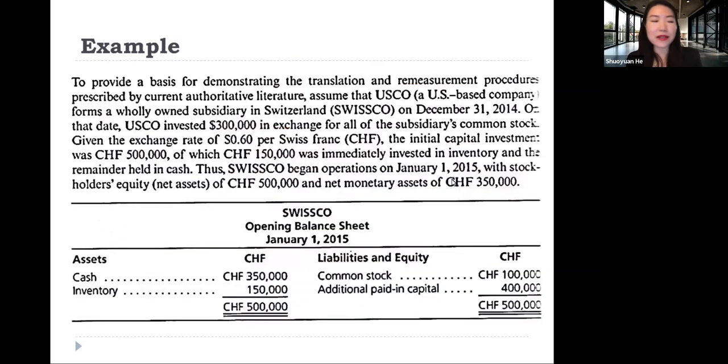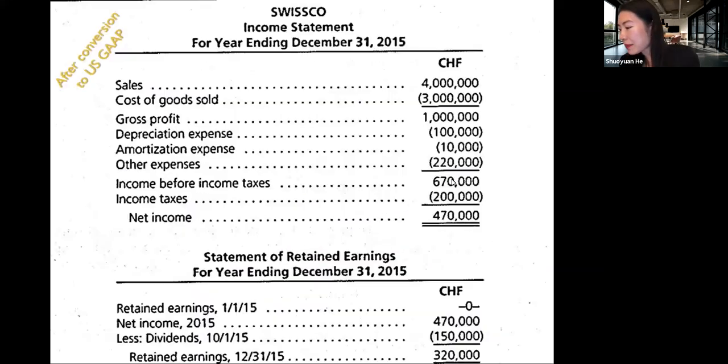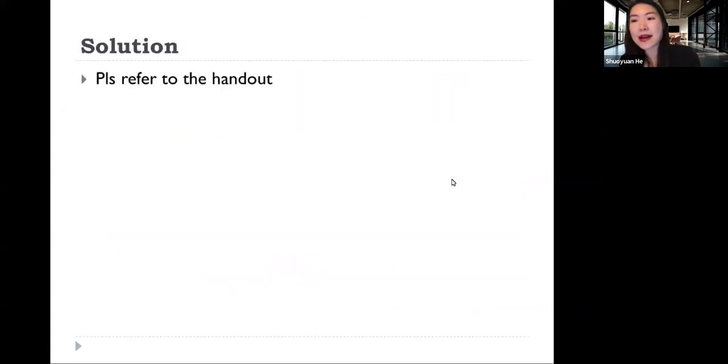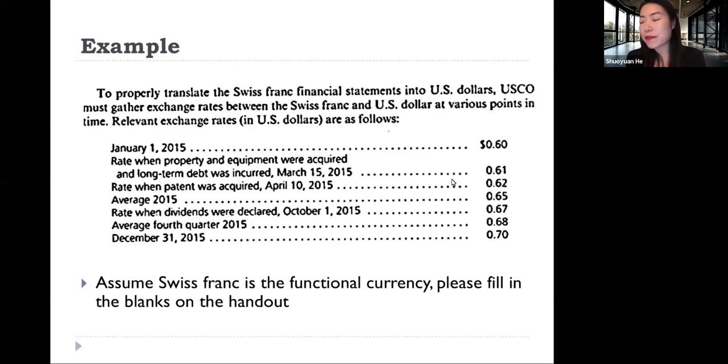Now let's go into a more specific example, which is just a translation example. If you go on Island, you're going to see some blank handouts: one blank handout for the current rate method, another for the temporal method. Please first download the handout for the current rate method, because here the assumption is that the Swiss franc is the functional currency. I'm just going to briefly tell you the setting here.